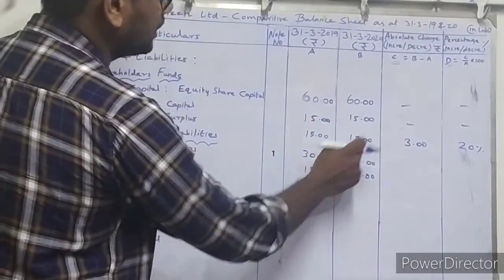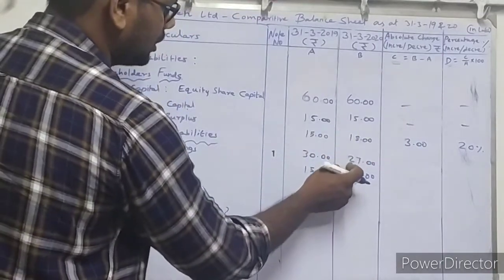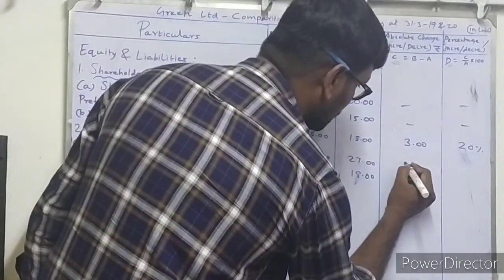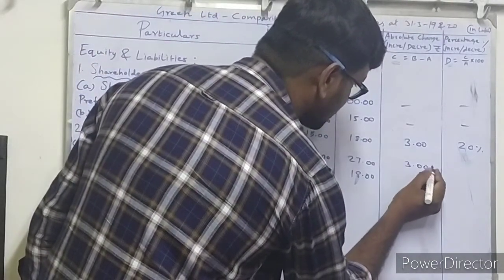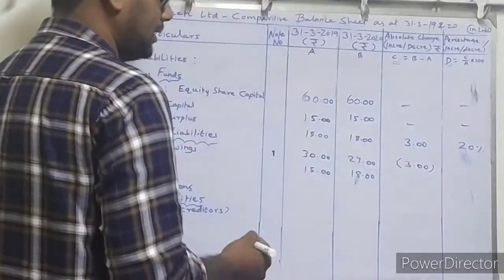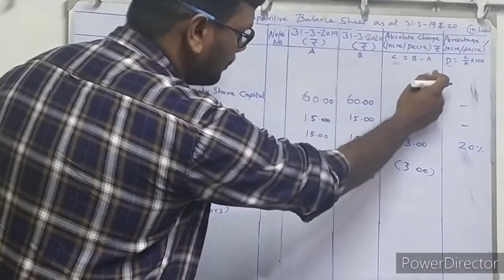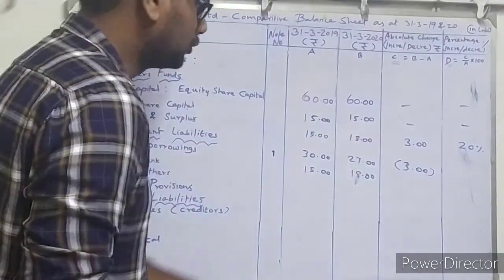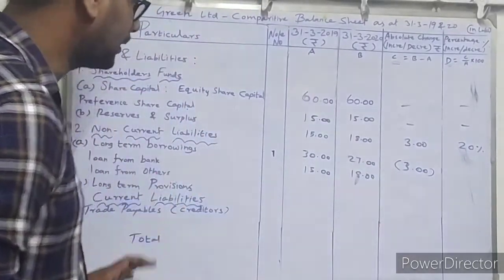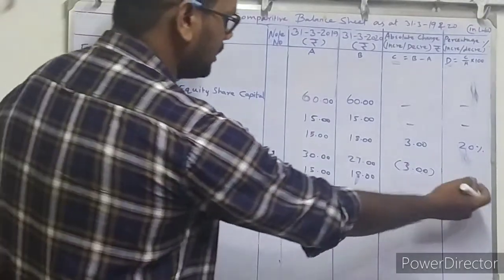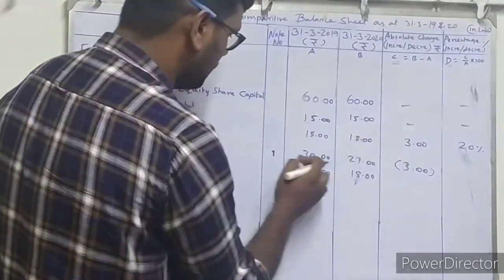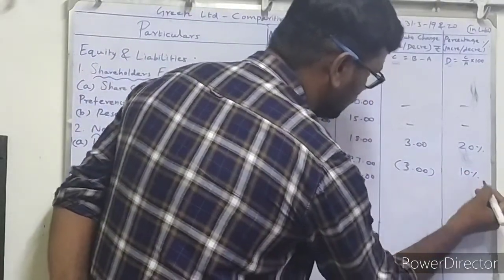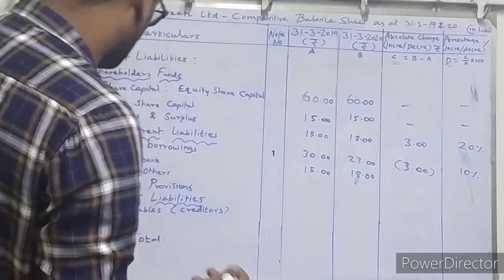Compared with the previous year, the loan from bank decreased. So the amount is decreased. C is equal to B minus A: 27 minus 30 is equal to 3. So that 3 lakh rupees is decreased, and we write it in brackets. It is a negative figure. So 3 lakh rupees less we got from the bank as loan. In percentage, if you calculate 3 divided by base year 30, 3 by 30 into 100, that is around 10%. We got 10% less loan from the bank than the previous year.